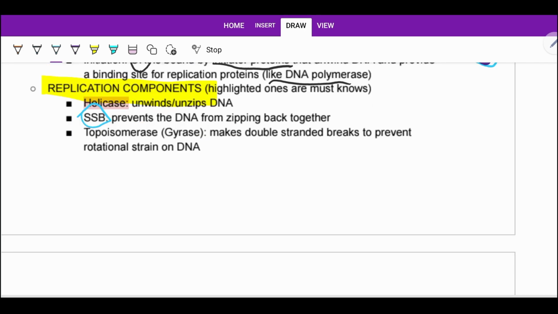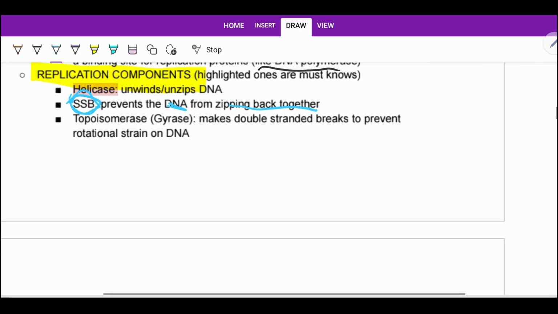Okay, so these are single-stranded binding proteins, DNA binding proteins. These prevent the DNA from zipping back together. Honestly, you should probably know this one. I don't know why I didn't highlight it. But yeah, there's topoisomerase. Top whatever. You can see it.